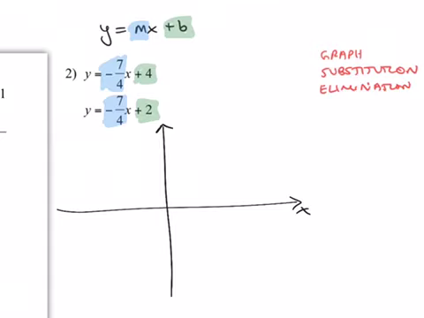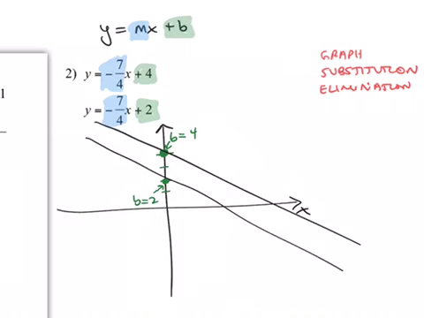So they have different y-intercepts. The top line has a y-intercept at 4, and the bottom line has a y-intercept of 2. They have different y-intercepts, but they both have the same negative slope, which is negative 7 over 4. So they're both going to have the same exact steepness. Even though they start in different places on the y-axis, the top one starts at 4 and the bottom one starts at 2, they move the same way. They have the same slant or steepness, which means they'll never intersect each other anywhere.